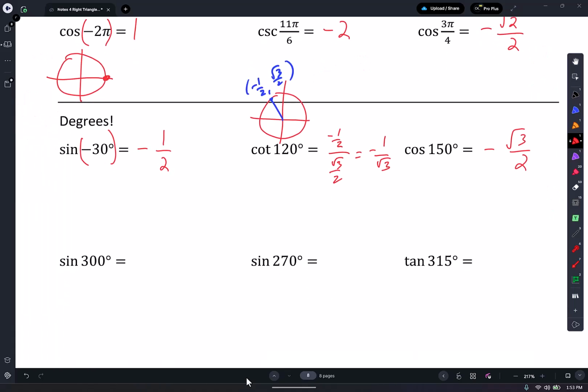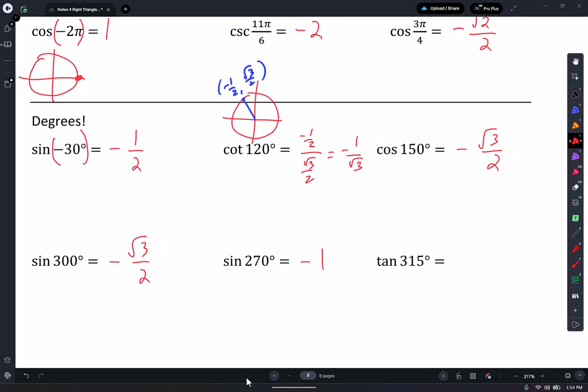Sine of 300 degrees. That's in quadrant 4, and it's a y value. Negative square root of 3 over 2. Sine of 270 degrees. Negative 1. And tan of 315 degrees. They're both the same magnitude. One's positive, one's negative, so negative 1.